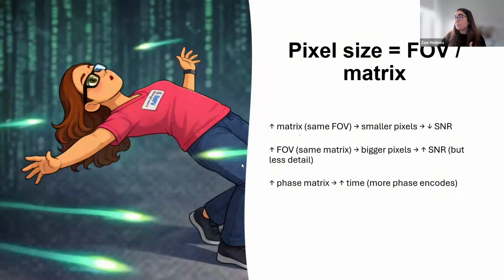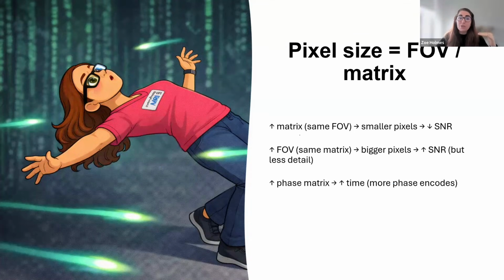When you're thinking about your pixel size, it equals your field of view divided by your matrix. Simple math, but it explains a lot of the confusion. If you increase your matrix and you maintain your field of view, pixel size decreases. So in-plane resolution improves, but your voxel volume will decrease and so will your signal to noise. If you increase your phase matrix, your scan time will increase because you are collecting more phase encodes.